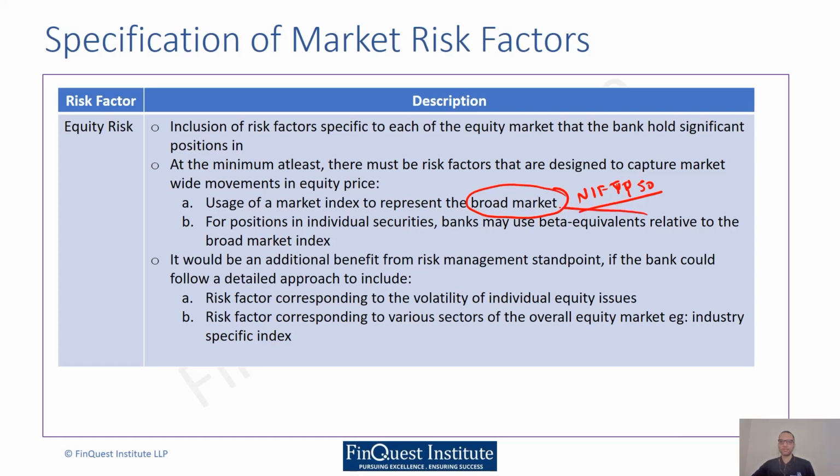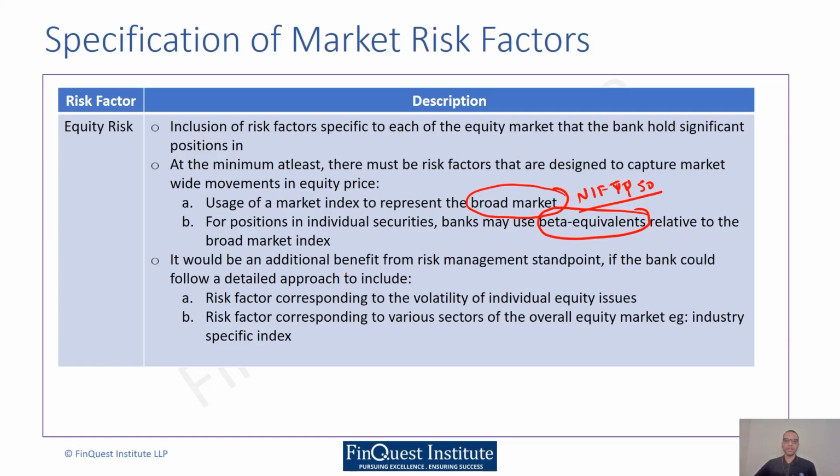Why are beta equivalents important? Because, as we know, beta is what we call the systematic risk for equities. So beta effectively tells how sensitive a certain equity position is vis-a-vis the broad market. So that's why this talks about the beta equivalents.